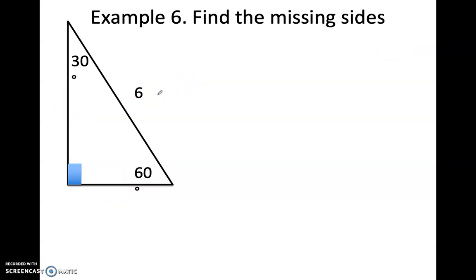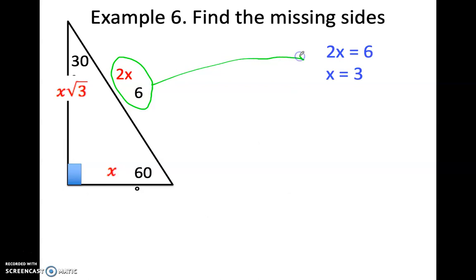Fill in your definition sides: the 60-degree leg, the hypotenuse, and the 30-degree leg. Always the same. This time we are going to make an equation out of those. So when I solve that, I get x equals 3. That was a pretty easy solve, divide by 2. Now that I know x is 3, I'm going to replace that, and I'm going to replace that with the number 3. Think about what the answer is going to be.